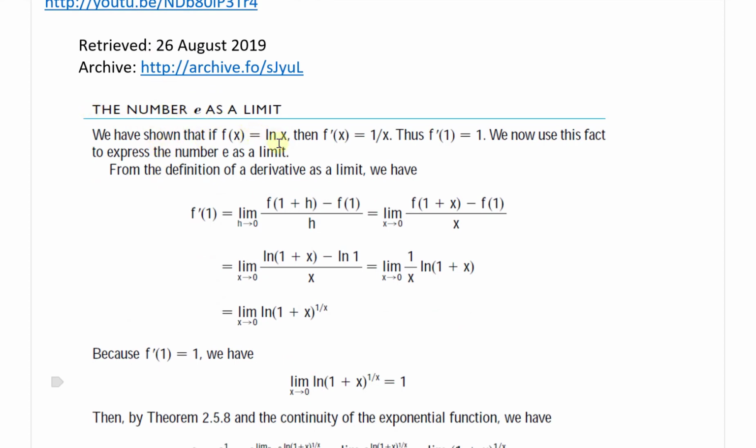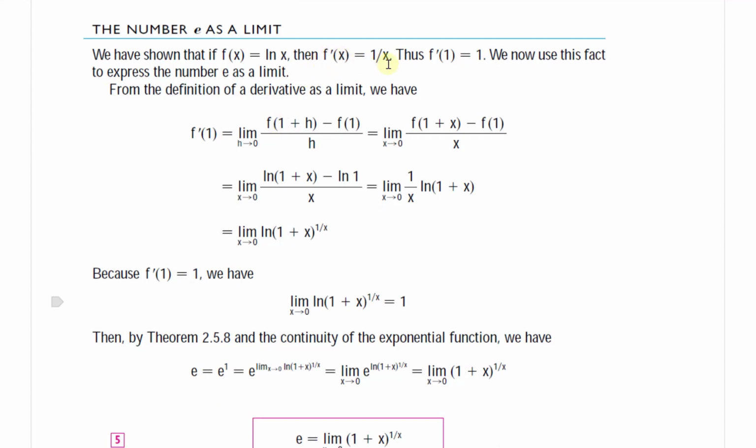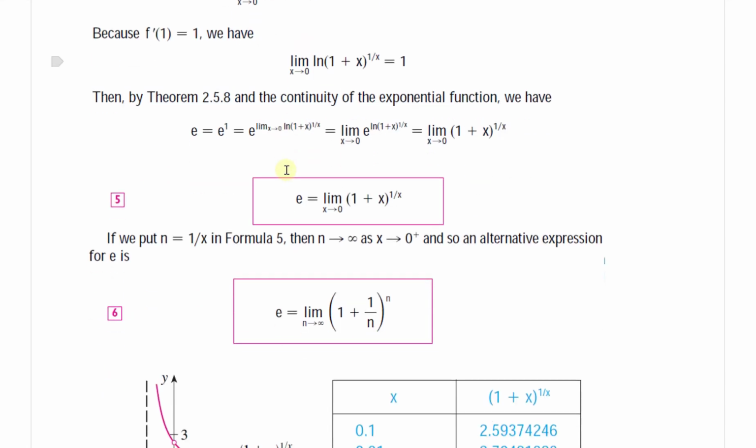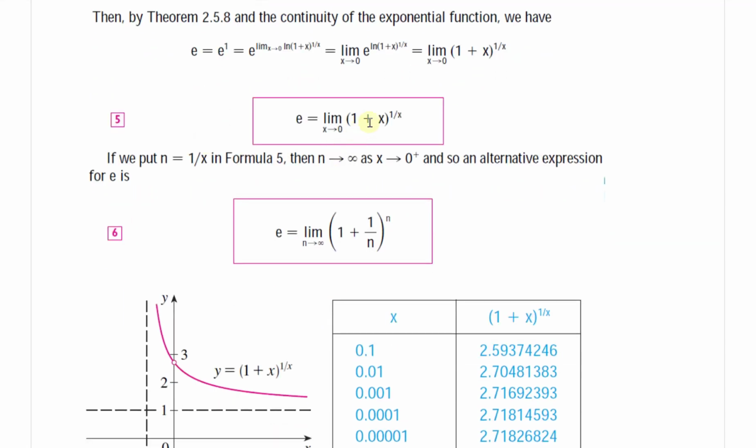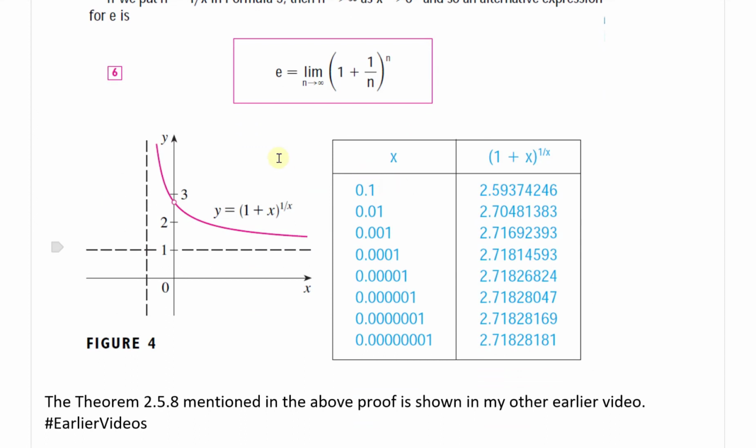So we have shown that if f(x) equals ln x, then the derivative equals 1 over x. Using that and using the definition of derivative, I show that it derives this formula right here: e equals the limit as x approaches infinity of (1 plus x) to the power of 1 over x. But then you just replace this x with n equals 1 over x, so that we have this limit, which is the same one that we just have. So e is equal to the limit as n approaches infinity of (1 plus 1 over n) to the power of n. Absolutely fascinating. You plug it in a calculator and you see that this is approaching the famous 2.718 number.